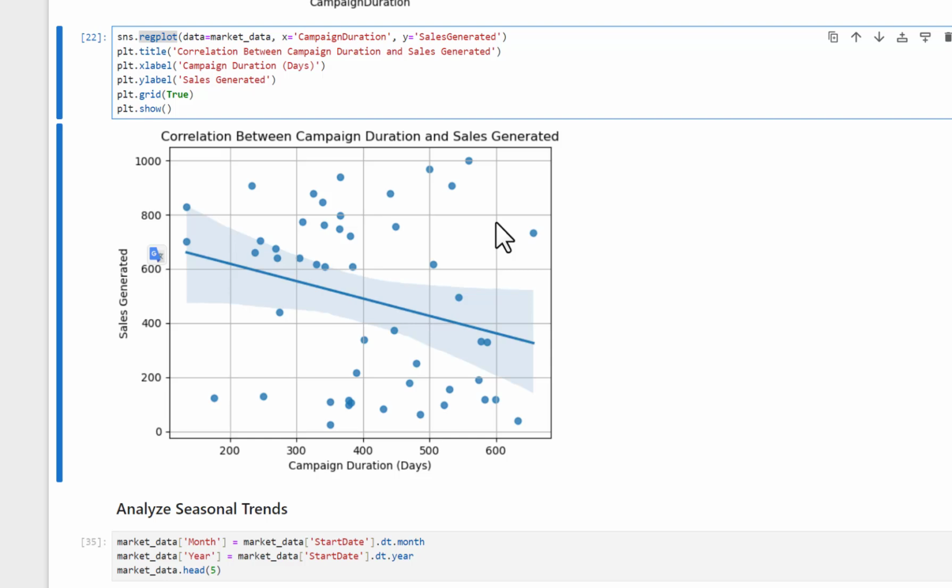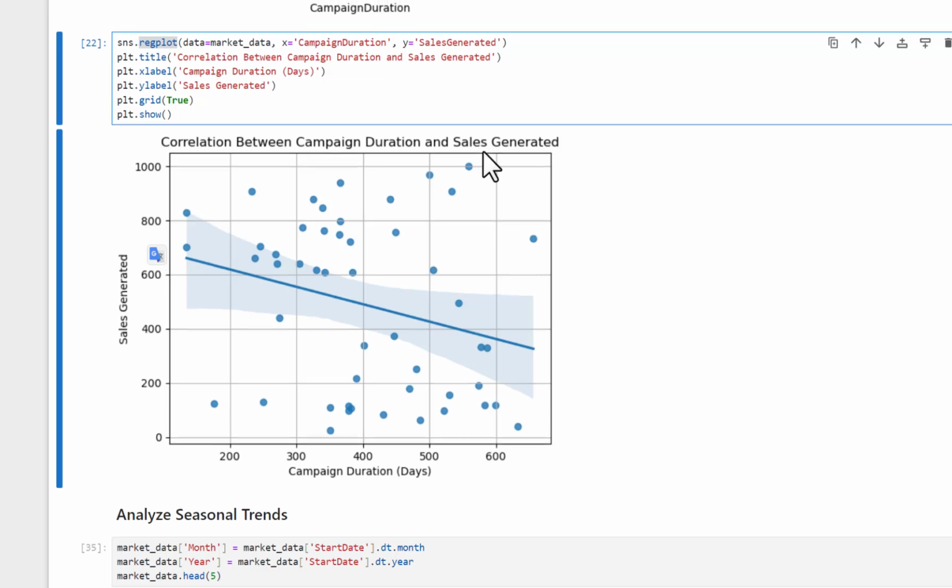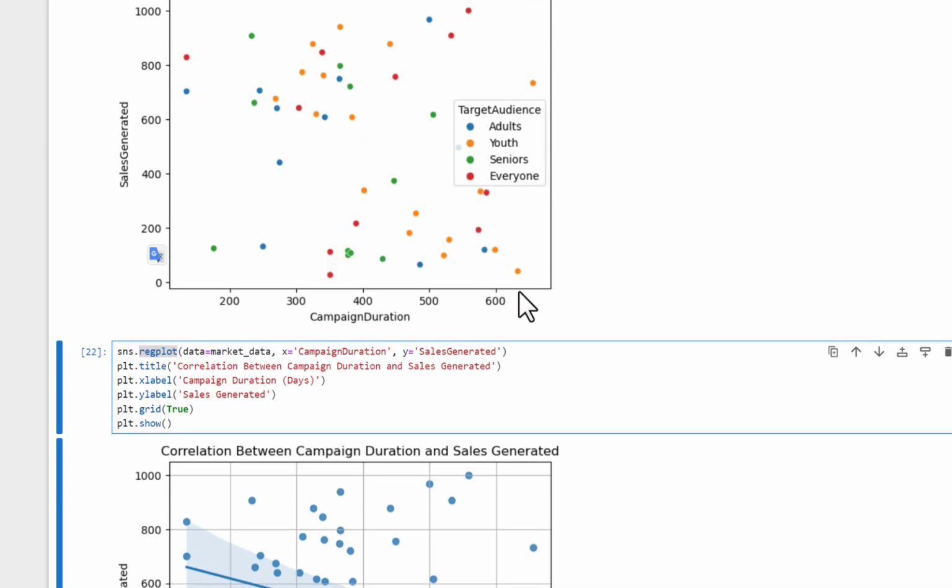And it implies that simply extending the duration of a campaign does not necessarily lead to higher sales, because this is what we can see here. Extending the duration may not really lead to higher sales. In this case, we have about 600 and something days as campaign duration, but we have a lesser number of sales. And it could, in some cases, have the opposite effect.